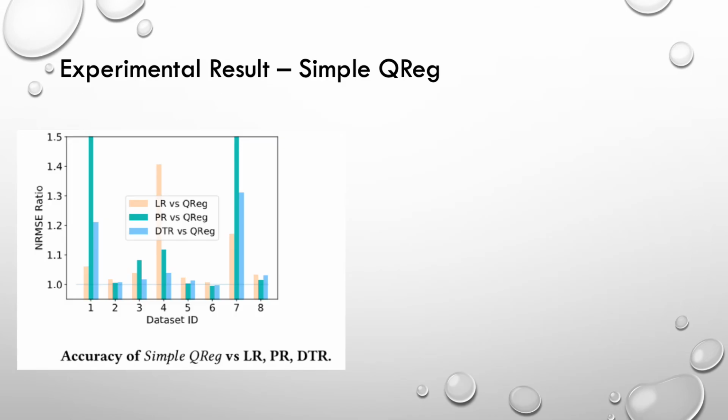Now let's have a look at the accuracy for simple QReg. Simple QReg uses linear regression, polynomial regression, and a decision tree as its regression models, and we compare the accuracy between a single model and QReg. It is clearly showing that the NRMSE ratio is greater than 1 for all datasets and for all regression models. This means QReg has better accuracy than any of the regression models.